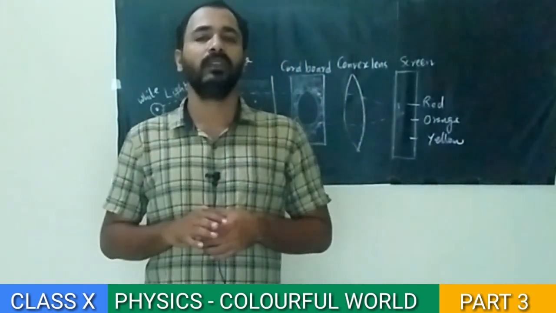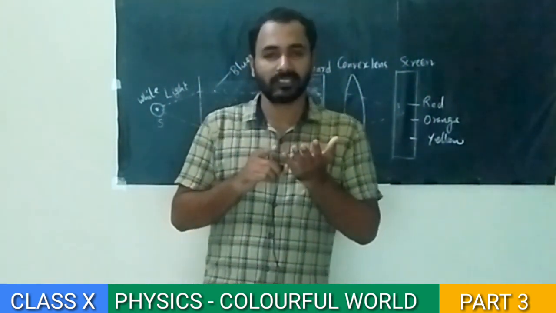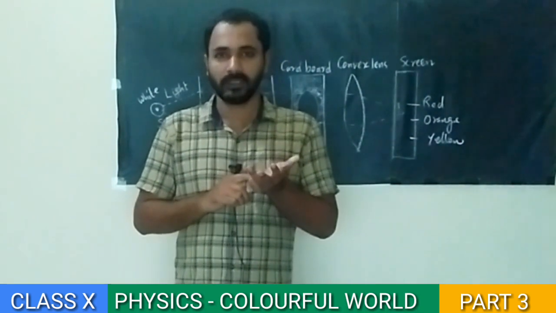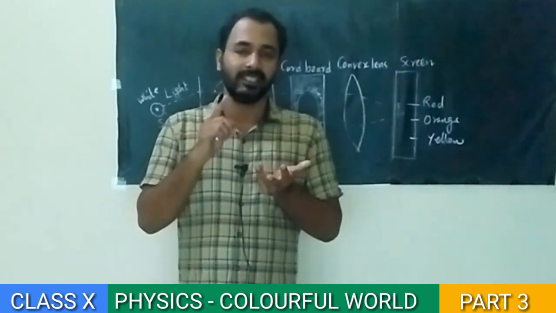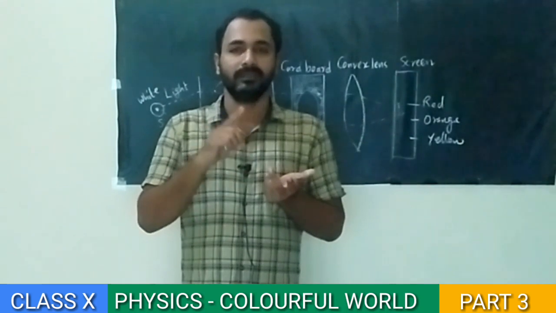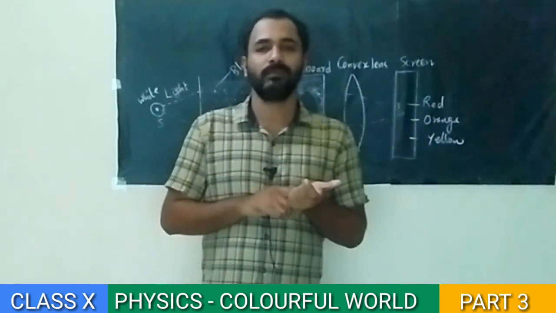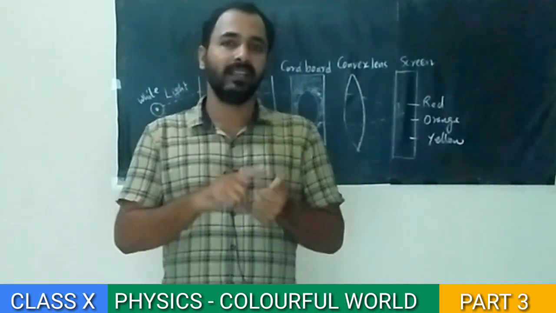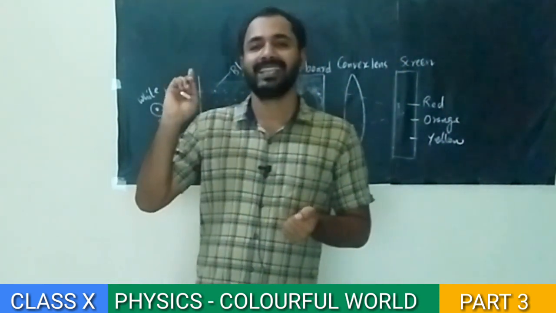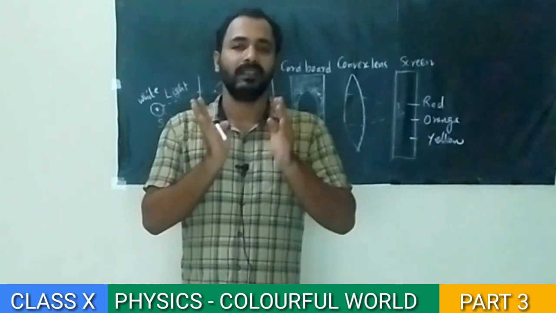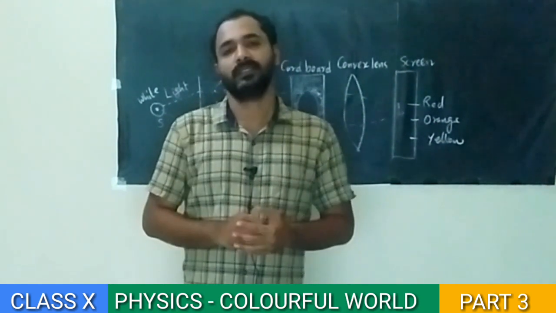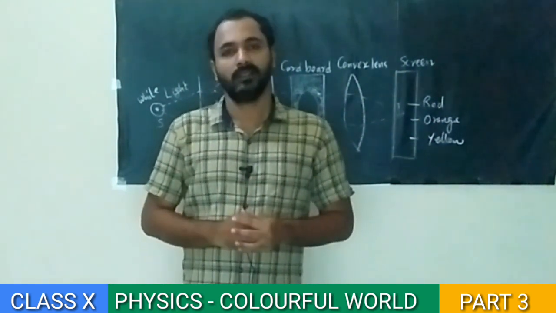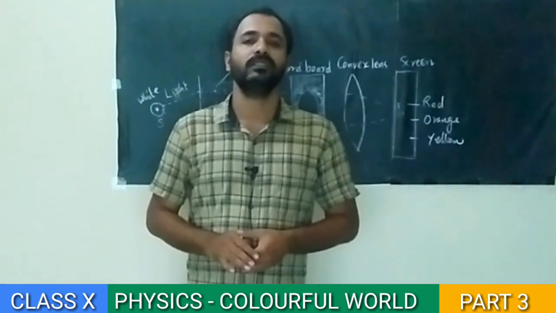In this chapter we discussed refraction through a glass prism, dispersion by a glass prism, applications of dispersion, atmospheric refraction and its applications, then scattering of light and its applications. Clear? So this is the end of this chapter.